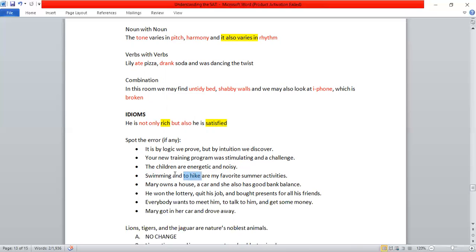But if you see, swimming is the ing form, gerund form, and to hike is the infinitive form. So either I would say "to swim and to hike are my favorite activities," or I will say "swimming and hiking are my favorite activities." Okay, next. Mary owns a house, a car, and she also has a good bank balance. First of all, I don't need "she also" because I've already written Mary. Mary owns a house, a car, and a good bank balance. That's all. This is not required.